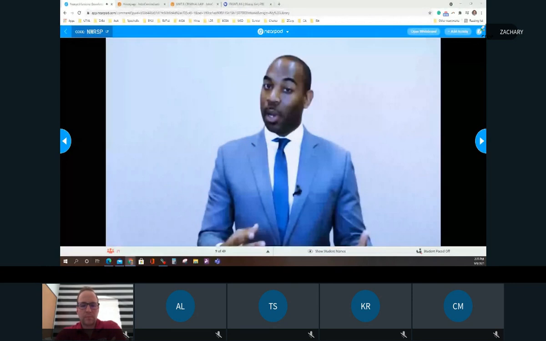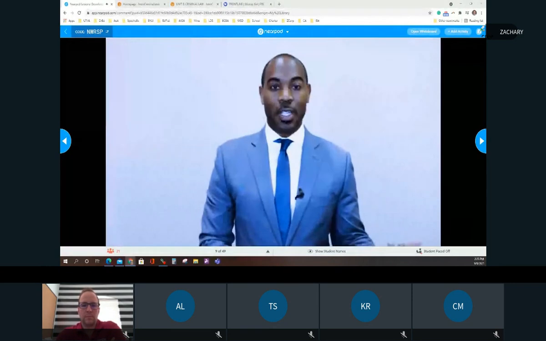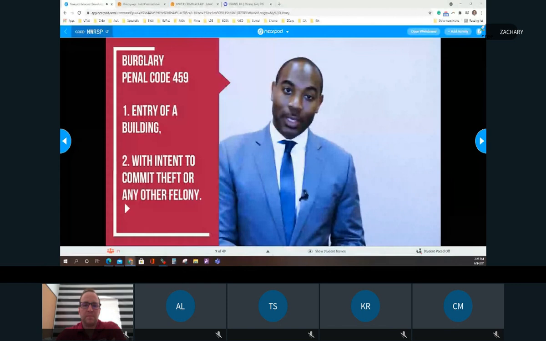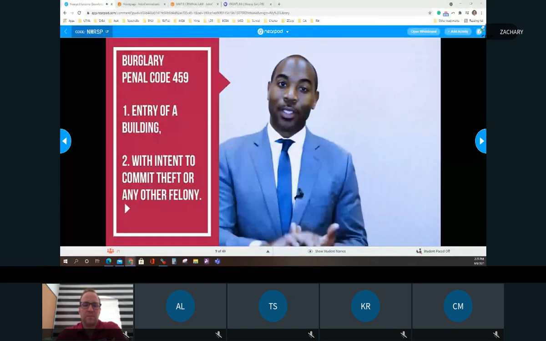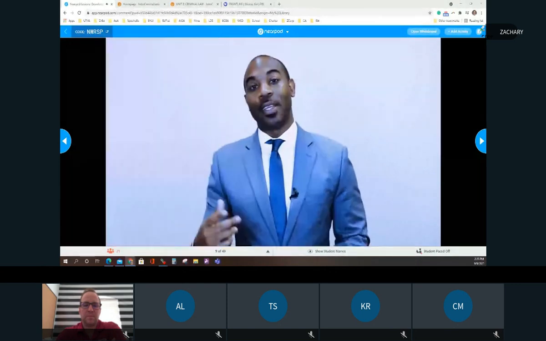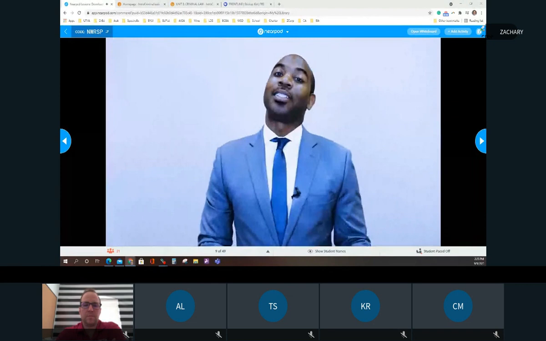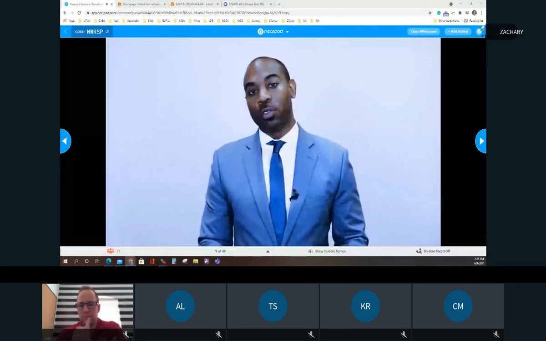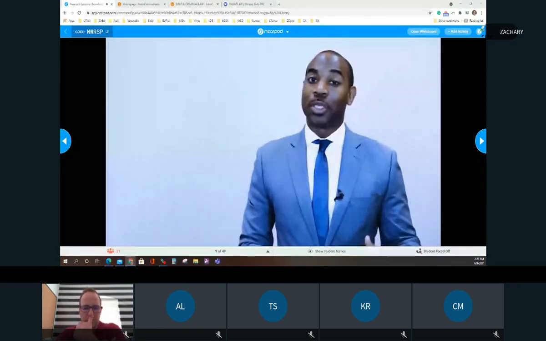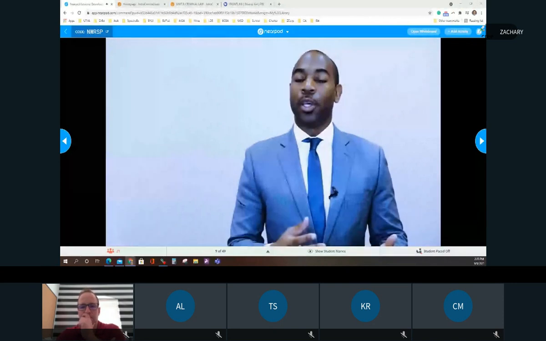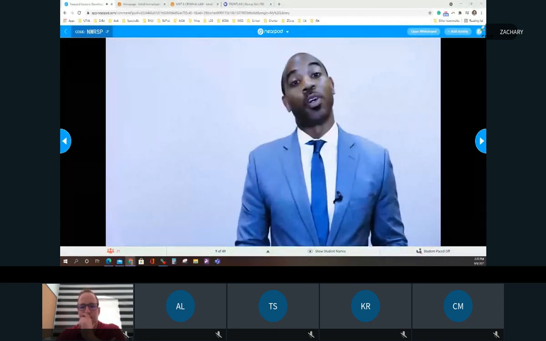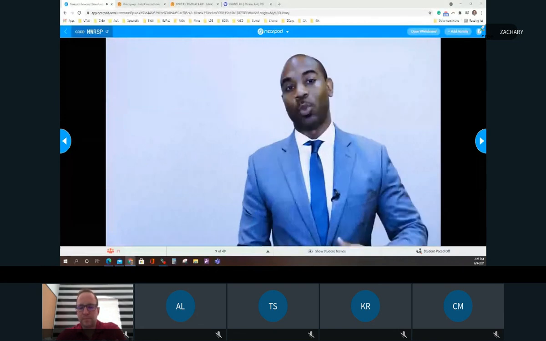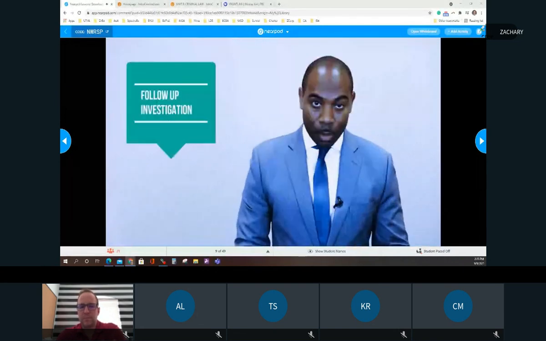A burglary in violation of Penal Code Section 459 has two elements as well. One is the entry of a building, and two, with the intent to commit theft or any felony therein. And so the DA is analyzing the facts to see which charges she believes can be proved beyond a reasonable doubt. Sometimes additional evidence is needed in order for the DA to reach the conclusion that she can prove her case beyond a reasonable doubt. In this instance, the detectives would actually be called on to conduct further investigation.